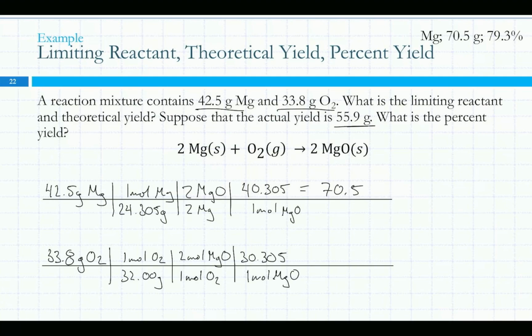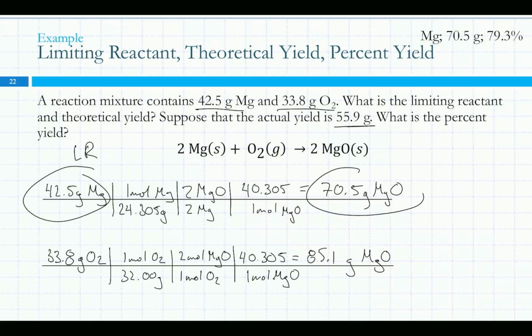33.8 times 2 times 40.305 divided by 32. There you go. It's 85.14. So 85.1 grams. Now these are both magnesium oxide. Which one's my limiting reactant? Magnesium. So it's the limiting reactant. And then my theoretical yield is what the limiting reactant makes.